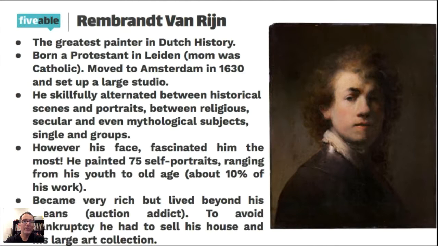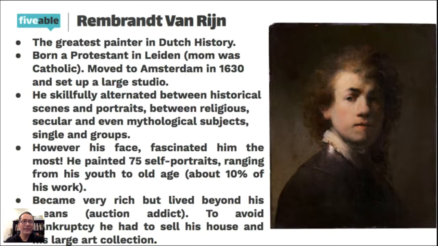So let's talk a little bit more about the details of him, because he's the most famous, well-known painter in Dutch history. He was born in Leiden. Even though his mom was Catholic, and there are some paintings that are a little Catholic-ish, he moved to Amsterdam in the 1630s. He was one out of 9 children, and he set up a studio in Amsterdam and became very, very successful, very quickly.